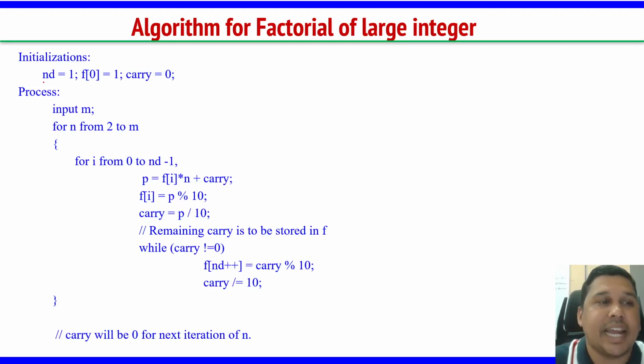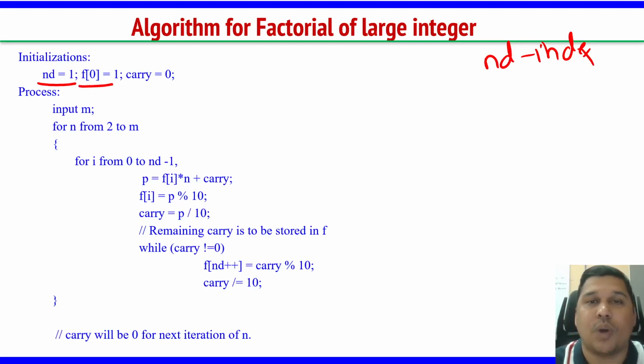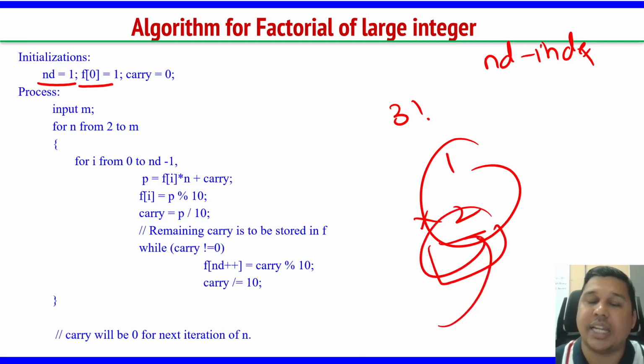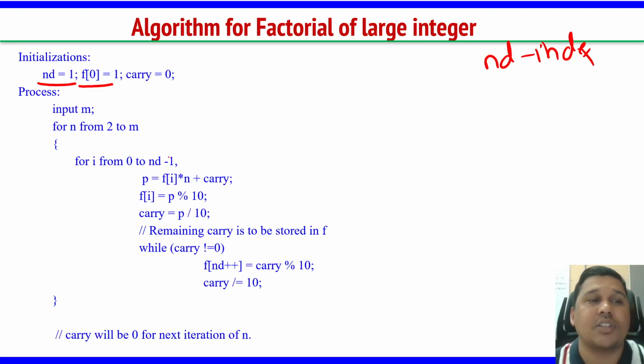So I am taking nd. nd is an index to maintain how many elements are there in the f array. So f of 0 equals 1. Why? Factorial of a number begins from 1. Even if you want to find out 3 factorial, in our approach, we are storing 1 in the array, multiplying this with 2, storing that in the array, multiplying this with 3, and so on, right? So that's the reason we are initially putting f of 0 as 1. This is just an algorithm to understand.